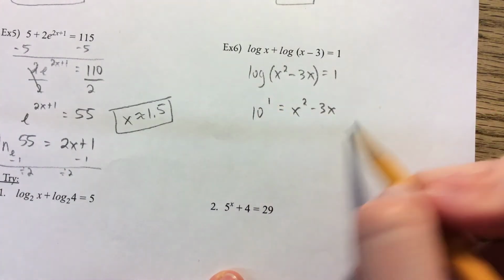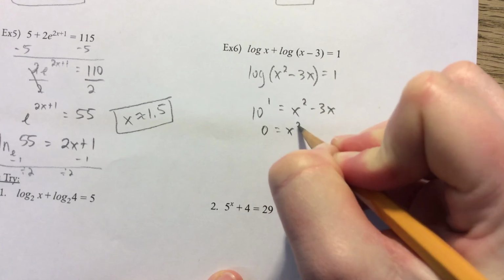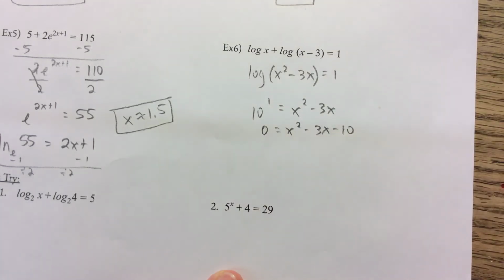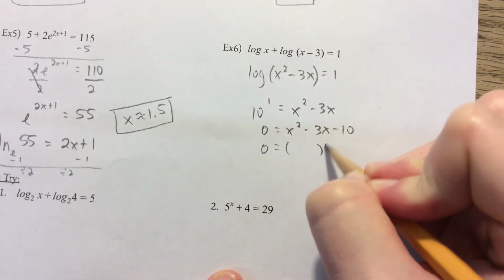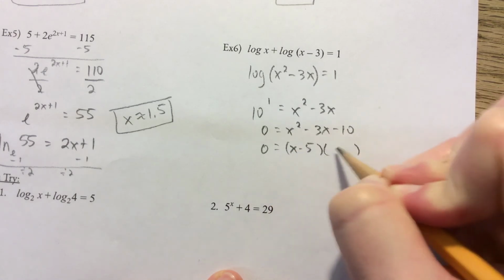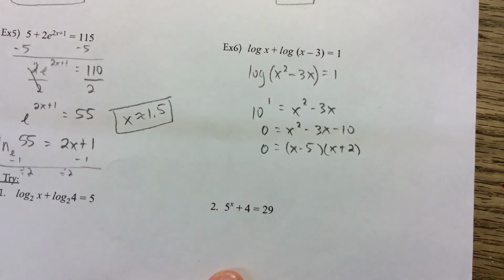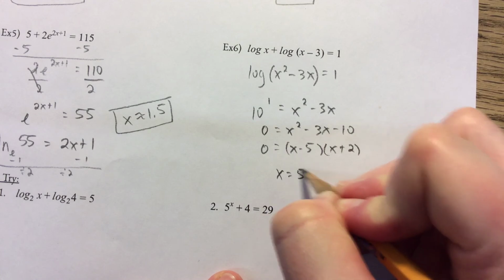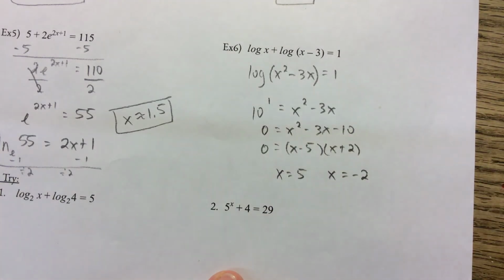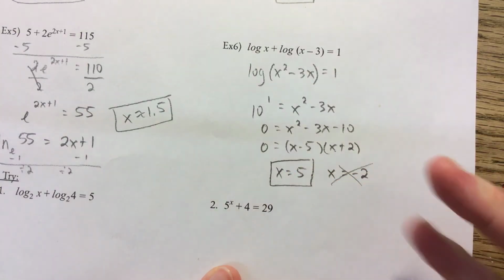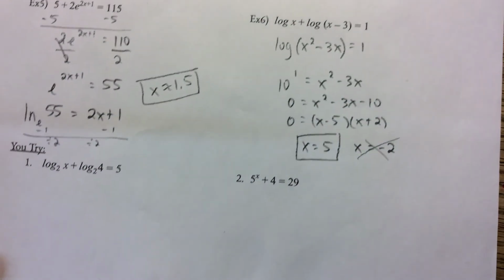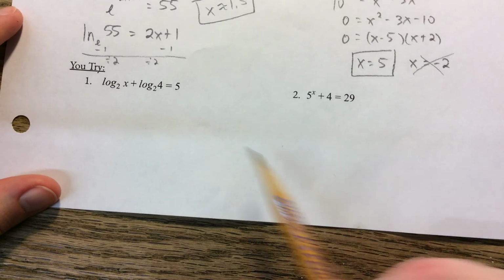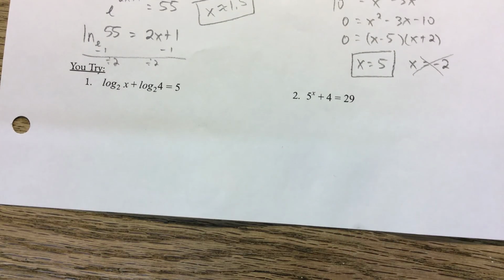So this is just 10, so I'm going to bring that over to the other side. And then can we factor that? Minus 5 and plus 2, which means x equals 5, x equals negative 2. So that one's not actually going to work. That's going to be extraneous, so that's going to be our only solution here. Okay, so at this point, these are the two of them to try on your own.